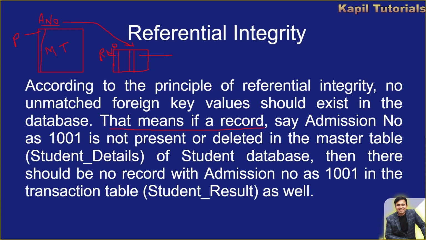That means if a record, say admission number 1001, is not present or deleted in the master table, simply if it is deleted or that particular record is not present here, then it should not be present here in the student details database. Okay, I hope it is clear. Further, I'll explain you with the table. I'll move you to the next slides where I've already made the table.